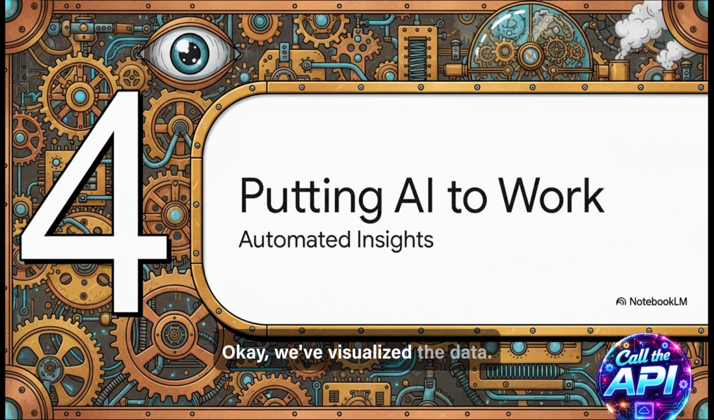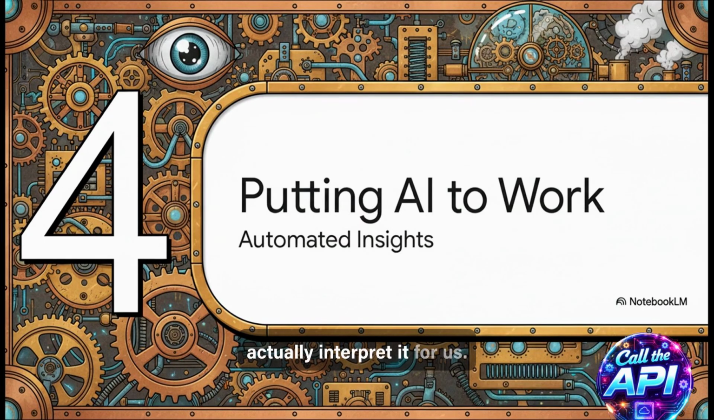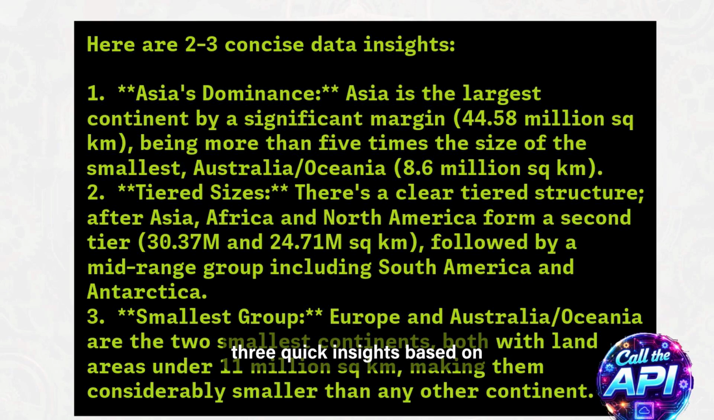Okay, we've visualized the data. Now let's bring in the big guns, AI. We're not just going to show the data anymore. We're going to ask an artificial intelligence to actually interpret it for us. So how do we talk to the AI? We give it a prompt, just like this one. We take our clean data table, format it as simple text, and then we just ask it a plain English question. Hey, can you give me 2 or 3 quick insights based on this data?